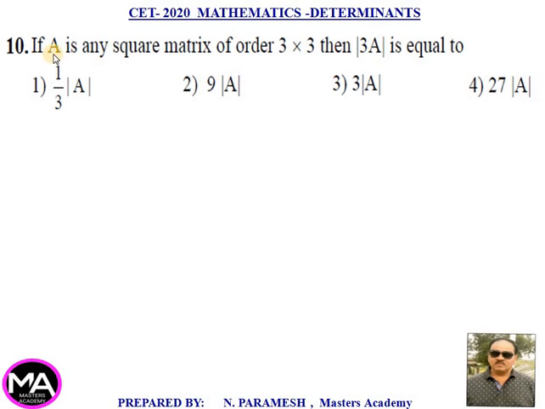10th question. If A is any square matrix of order 3 by 3, then determinant 3A is equal to, 4 options are given. Solution: determinant 3A is equal to 3 cube into determinant A, that is equal to 27 determinant A, that is there in option fourth one.